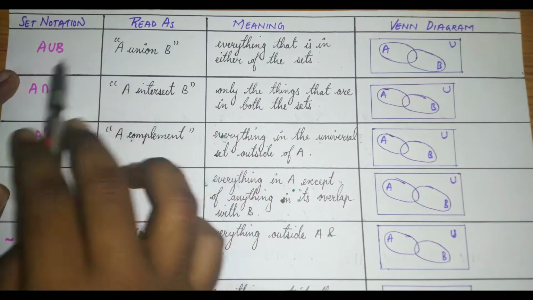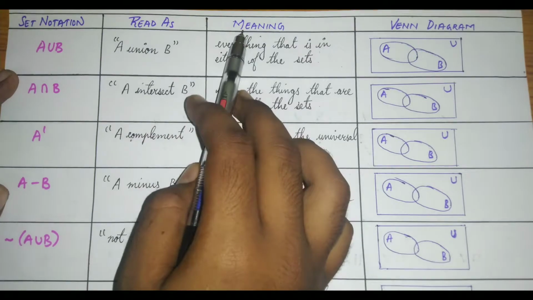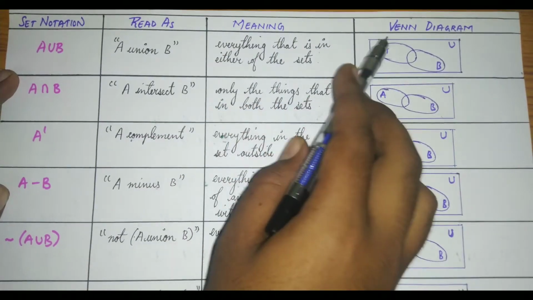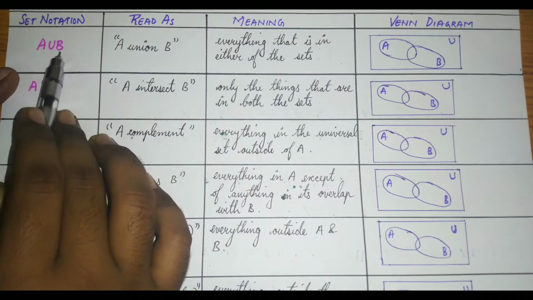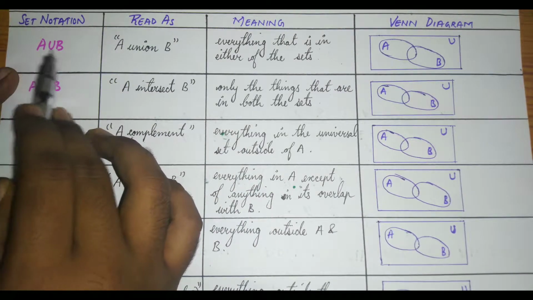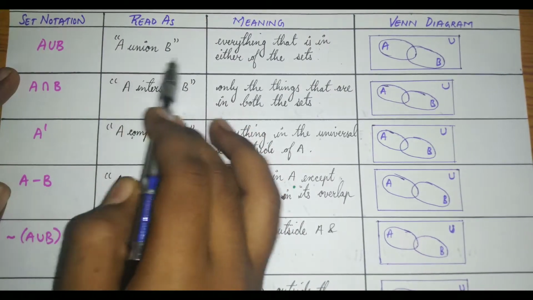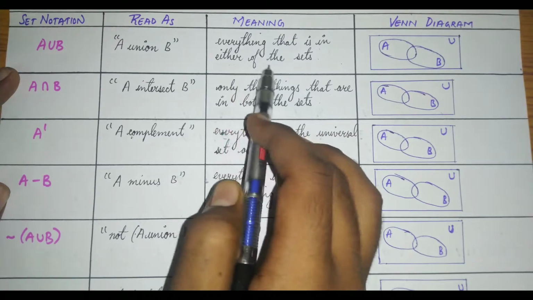In the table, the set notation is given, how we can read it, the meaning of that, and then one Venn diagram is given. Let us start with the first one, A union B. This is the shape of U, so we read it as A union B. What is the meaning of that? Everything that is in either of the sets.